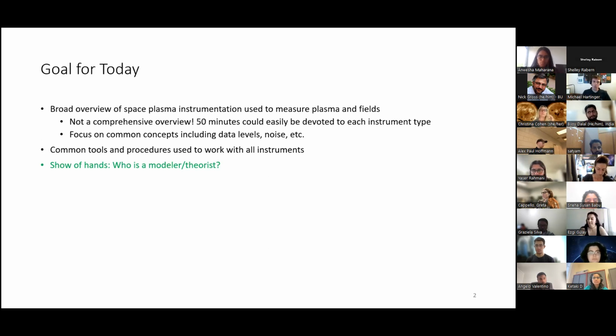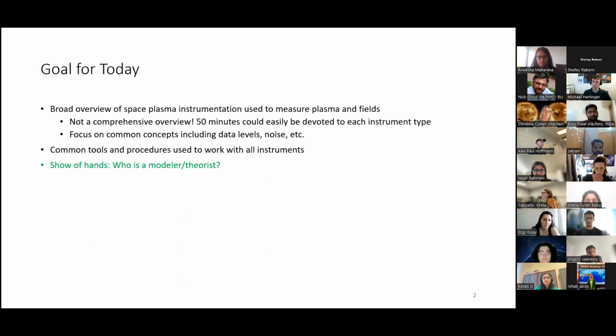And so it's not going to be a comprehensive overview, because each of the instruments that we use could easily be a full lecture or more. So instead, I'm going to give a couple of examples and focus on common concepts like data levels and noise, et cetera.